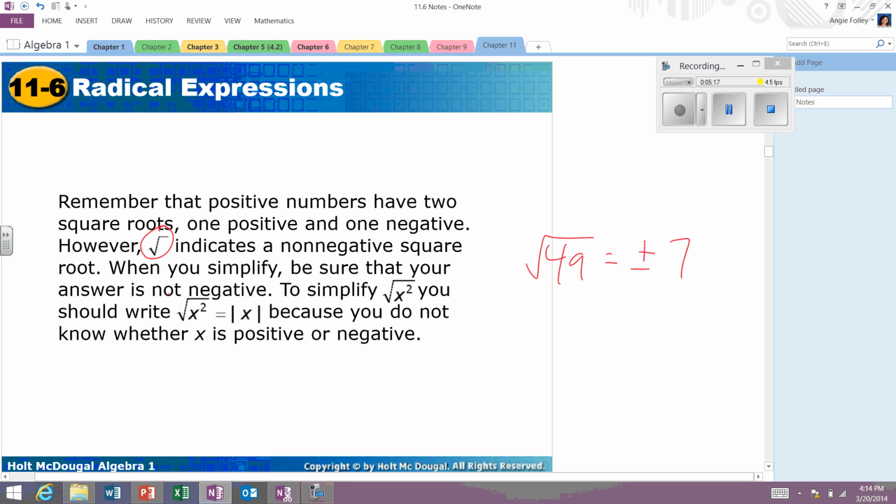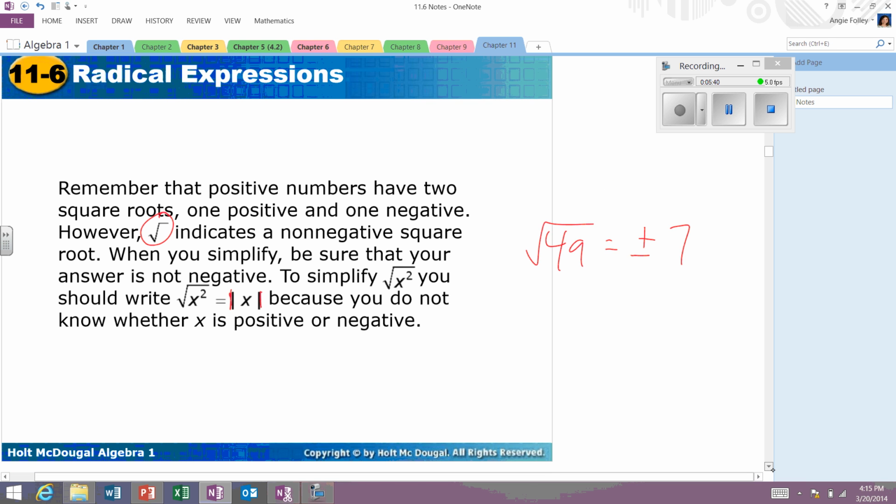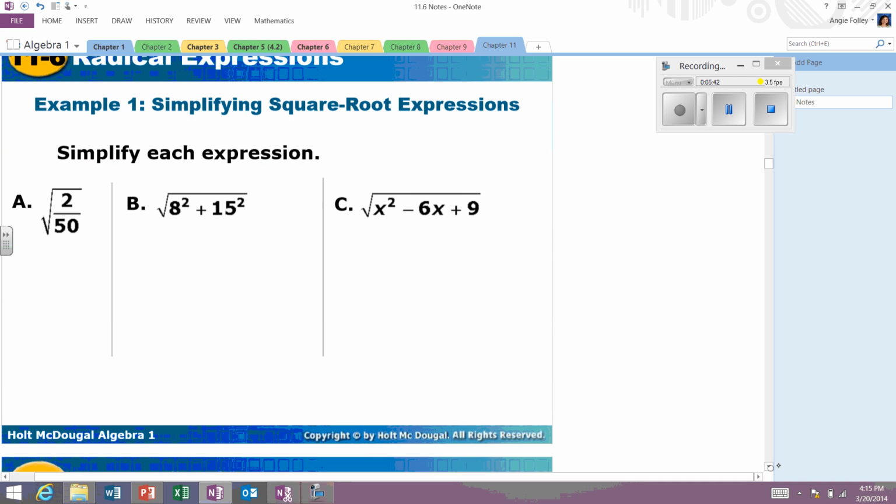So even though I said we do the plus and minus, in this case, we're not going to do the plus and minus, okay? For example, if I were to simplify the square root of x squared, that's just x. But in order to say that it's only positive x's, we should use absolute value signs, because we don't know if x is positive or negative. I'll show you some more of these in a second.